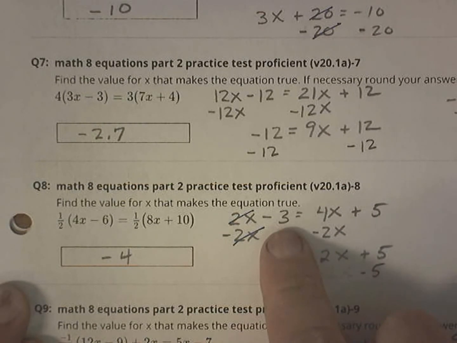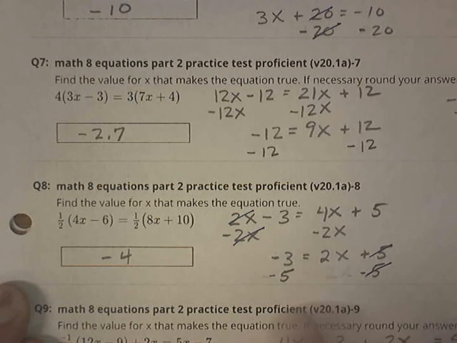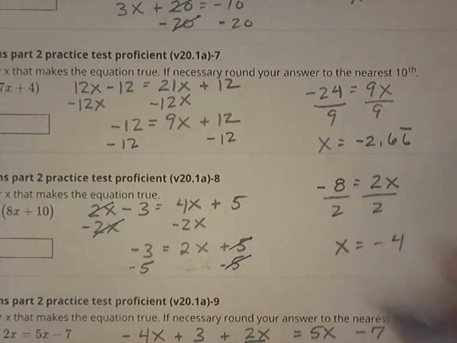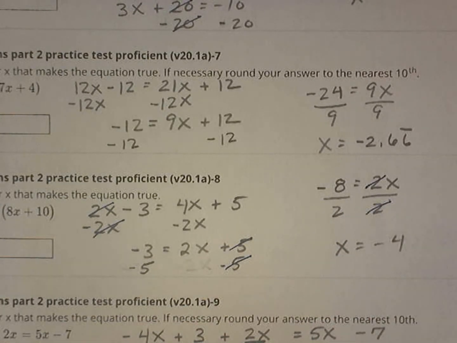So now I have negative 3 equals 2x plus 5. Subtracting 5 from both sides takes me to a negative 8 right here. Negative 8 equals 2x, dividing both sides by 2. Negative 8 divided by 2 is negative 4.